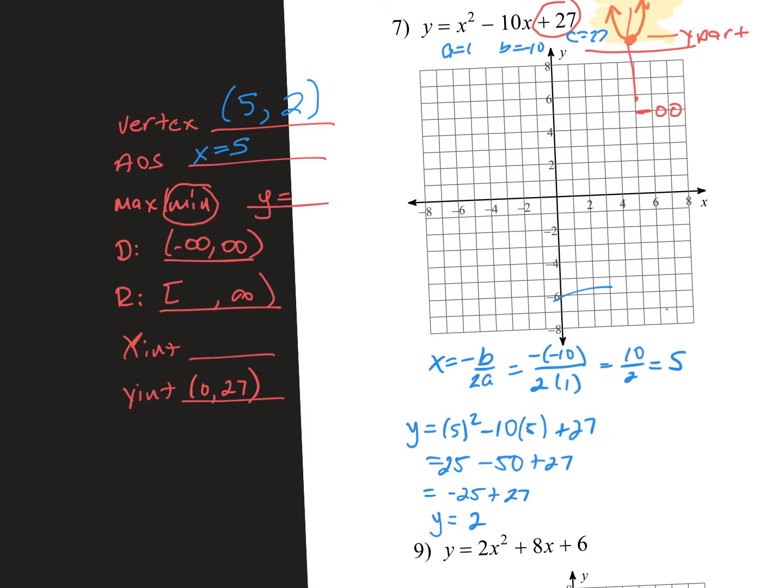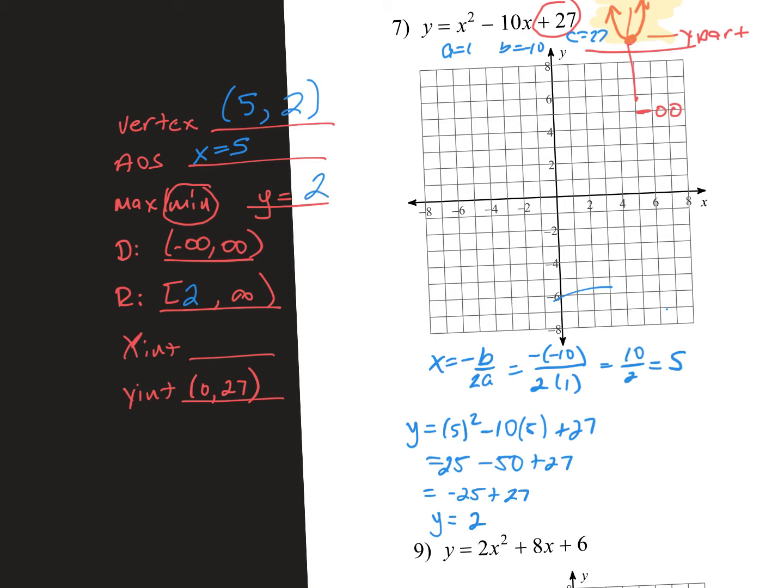Where else do I put a 2? By the range. Yep, by the range right here. And where else do I put it? The minimum. Yep, that 2.